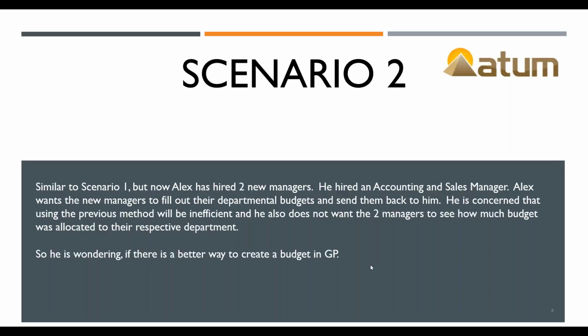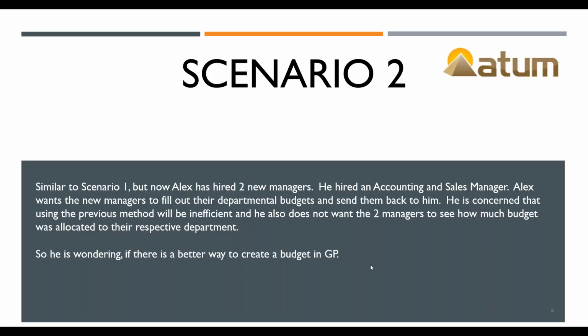Well, Alex is in luck. There is. But let's go ahead and make this a little bit more complex. Now let's add on a few more things to this scenario. So again, similar to scenario 1, but this time, Alex has now hired 2 additional managers. He's hired a sales manager as well as an accounting manager. Basically, what Alex is going to do is create 2 more budgets. He's going to send one to the accounting manager and one to the sales manager. He's going to have them both fill in their values, and then he's going to enter that into GP.